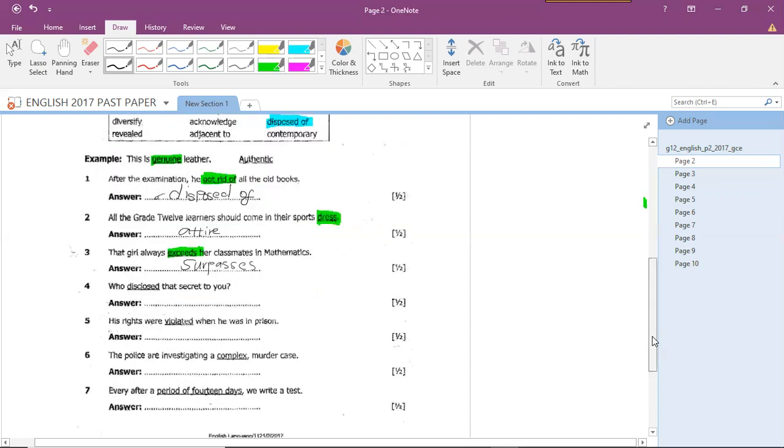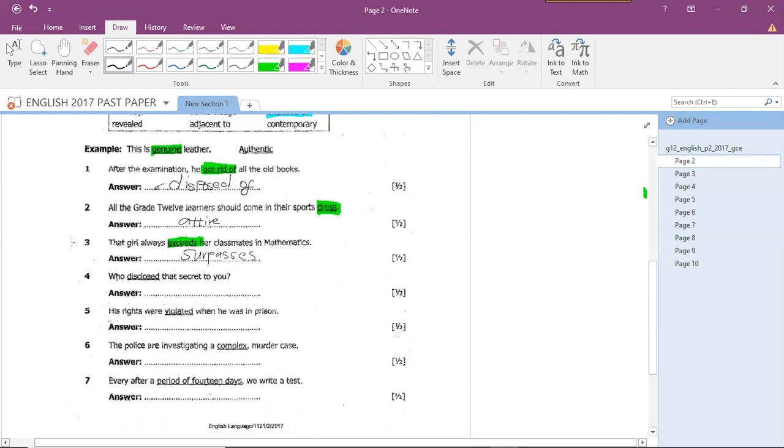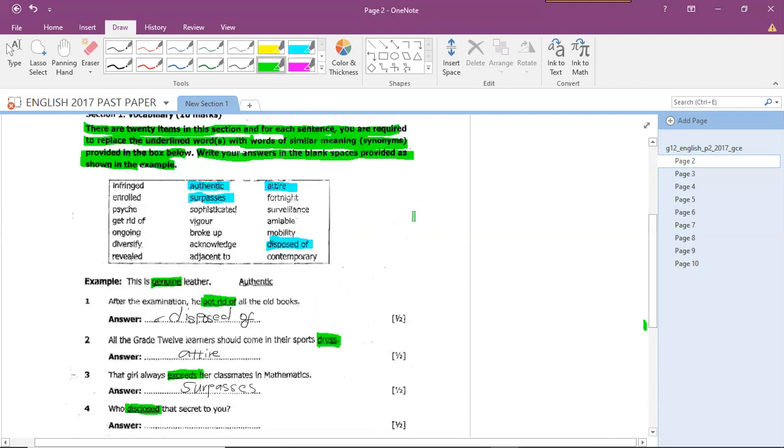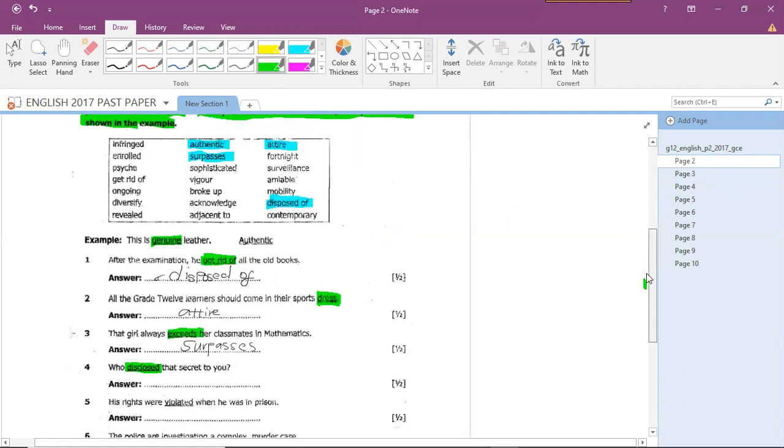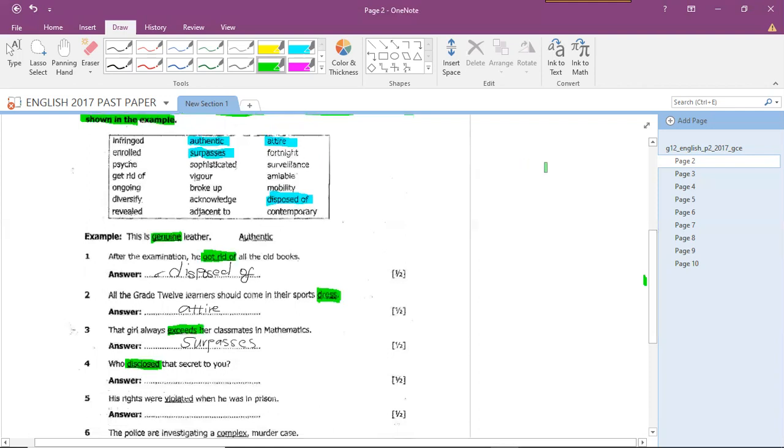So we move on to question 4, which states, who disclosed that secret to you? From this table here, we have to look for a word that is synonymous with disclosed. Who disclosed that secret to you? Do you want to give it a try? Which word rhymes with disclosed here? So a similar word that has a similar meaning with disclosed.